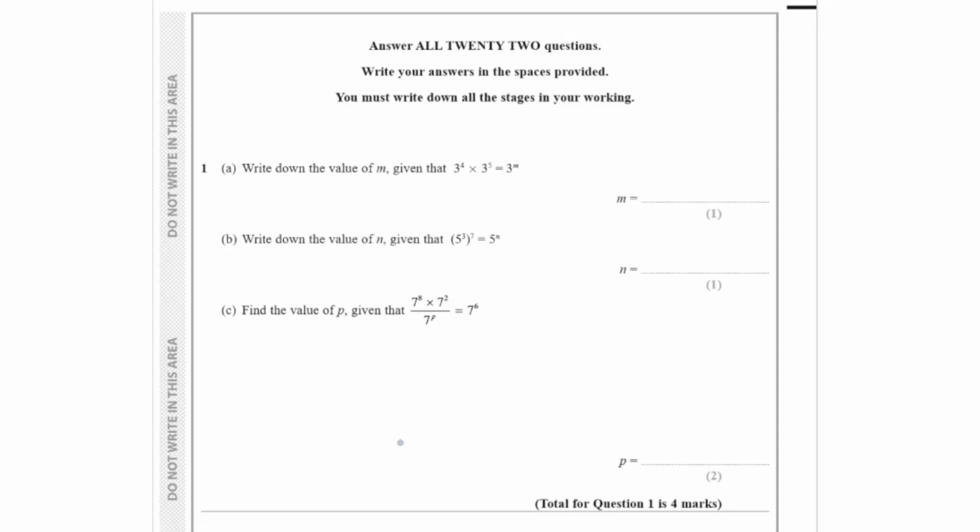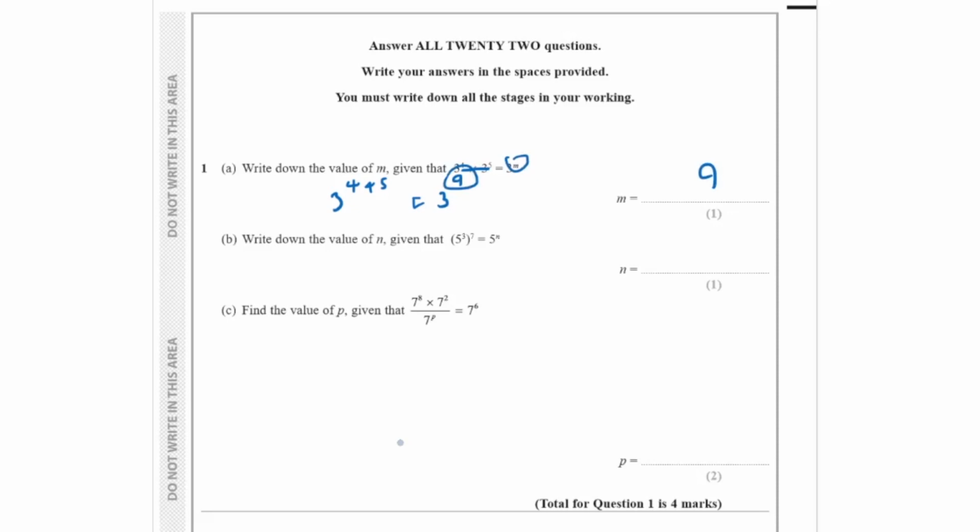Write down the value of m given that 3 to the power of 4 times 3 to the power of 5 is equal to 3 to the power of m. When dealing with indices and multiplying, we simply add the powers. So it's 3, 4 plus 5. Since we only have to write m, we don't have to write the 3. So this is equal to 4 plus 5 is 9. We simply write the power. So we write here 9.